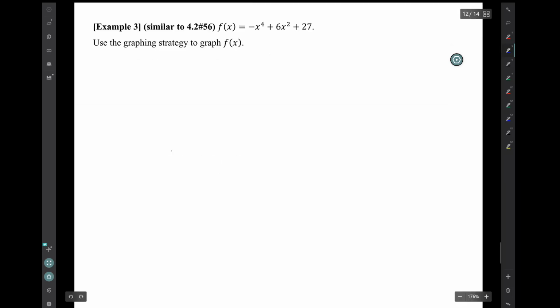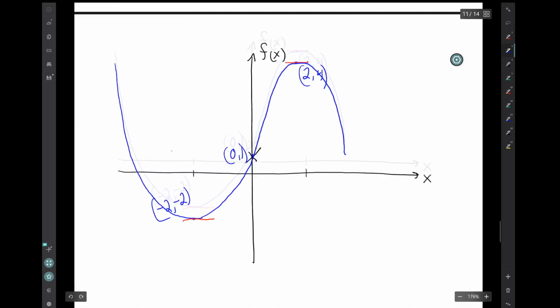Let's go on. Example 3, this is similar to 4.2, number 56. f of x in this problem is given by a formula, and we're supposed to use the graphing strategy to graph f of x. Well, let's go back up and recall the graphing strategy.